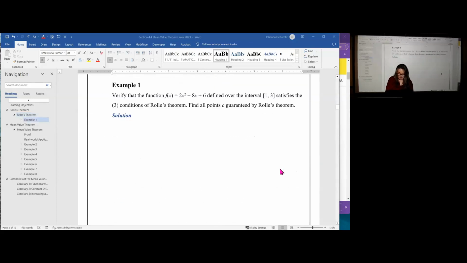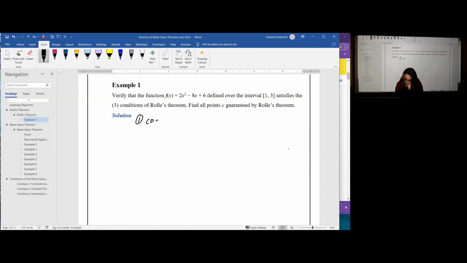Let's now look at example 1. We want to verify that this function, the parabola 2x squared minus 8 times x plus 6, defined over the closed interval 1 to 3, satisfies the 3 conditions of Rolle's theorem. Then we'll find all the points C guaranteed by Rolle's theorem. Let's take a look now at the three conditions. Condition 1, continuity on that closed interval.